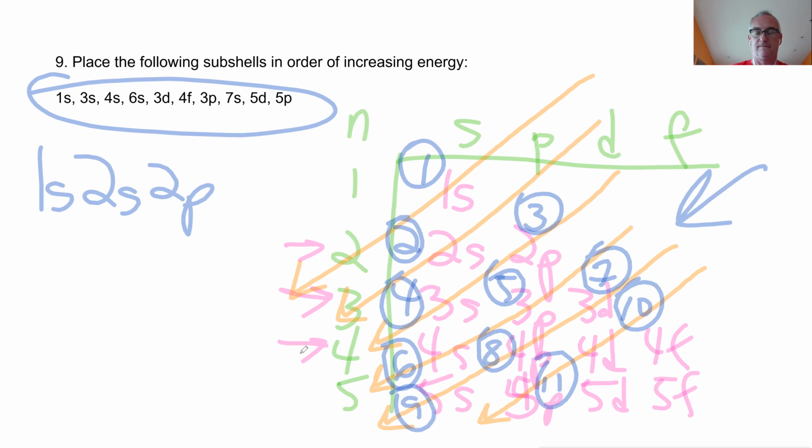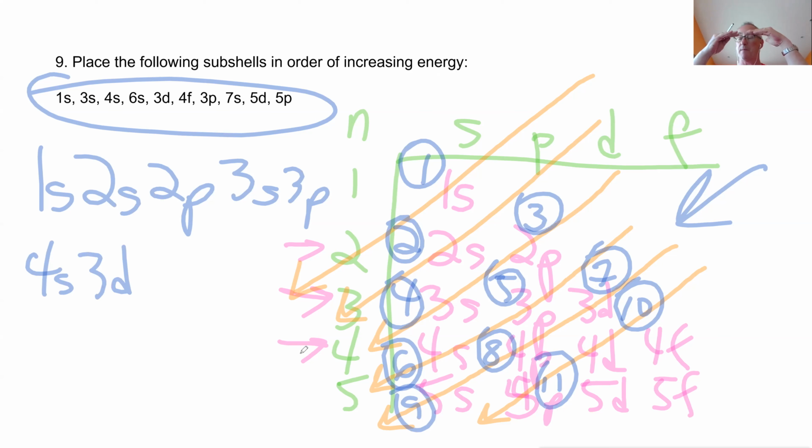Keep going. 3s. Yep. 3p. 3d. 4s. Yep, 4s. That is one of those where, remember, we talked this morning, once we start to get to the higher levels, the difference in energies becomes so small that they kind of flip sometimes. And so 4p is a slightly higher energy than 3d. So 3d comes next and then 4p.